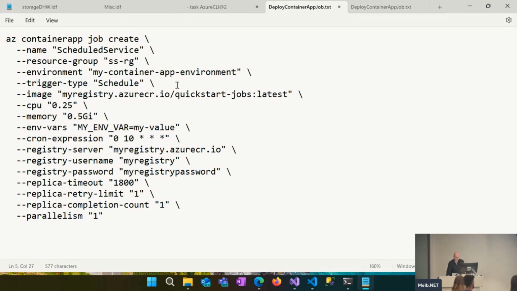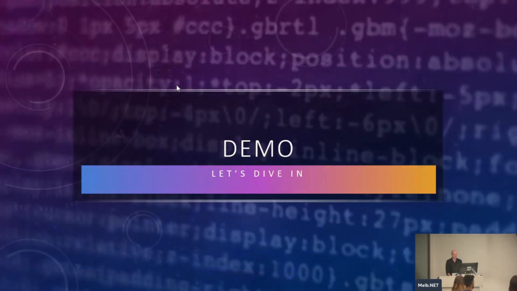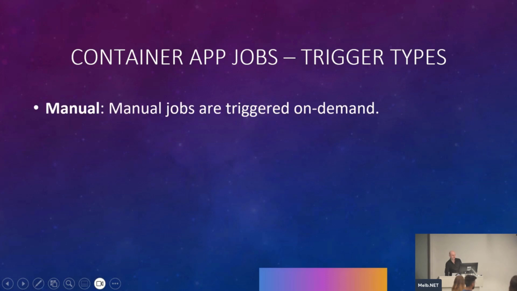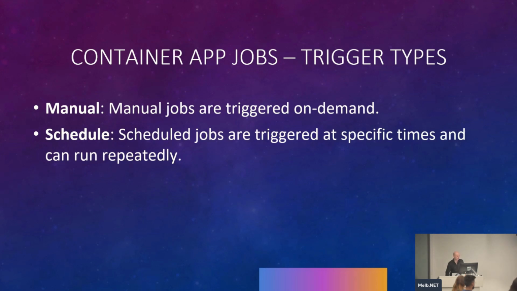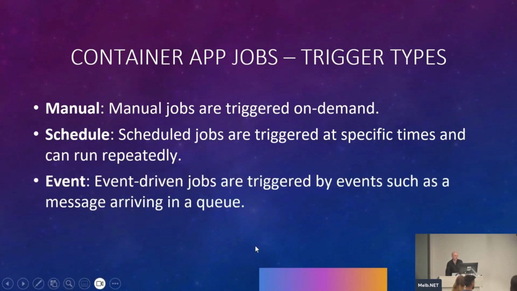That's critical. And the different trigger types that you can get are, there's manual, so it doesn't run at all. You have to actually run it. Then there's scheduled at specific times, and then there's event driven. Event driven are a little bit more involved because you have to connect them up with a storage queue or something to trigger the job running.